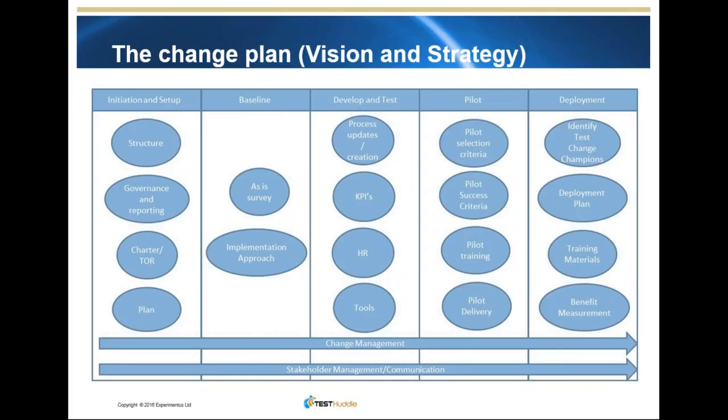It may be something like a low-risk project, something that's got a full end-to-end cycle of less than 3 months, because you don't want to be piloting for 2 years. You just build up a set of criteria that you use. You then use that criteria to select your pilot project. You then train that pilot and you monitor that pilot through its delivery, learning as you go, updating the process as it needs to be updated.